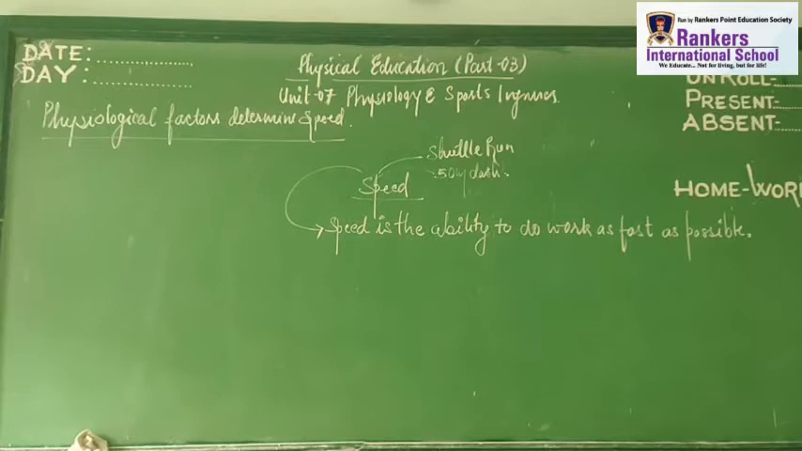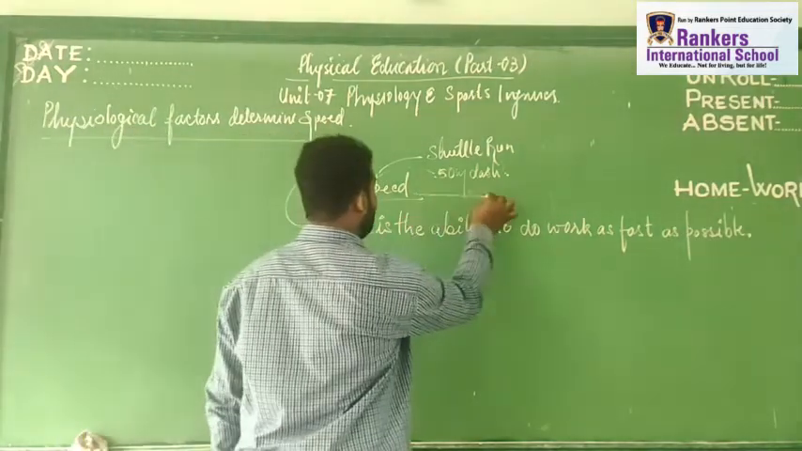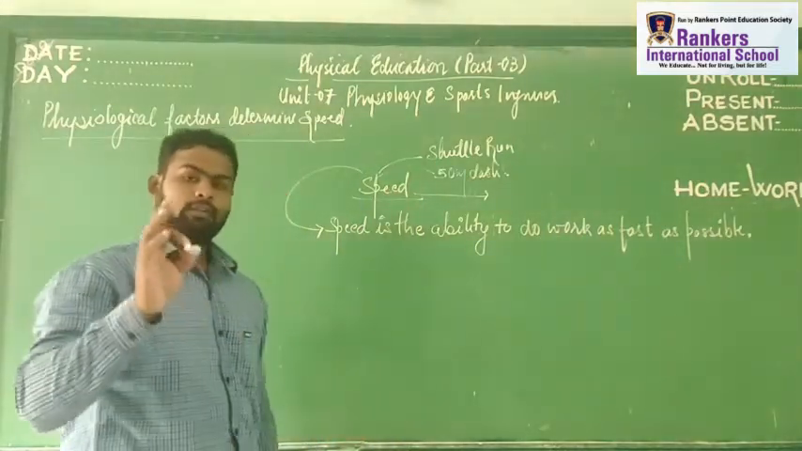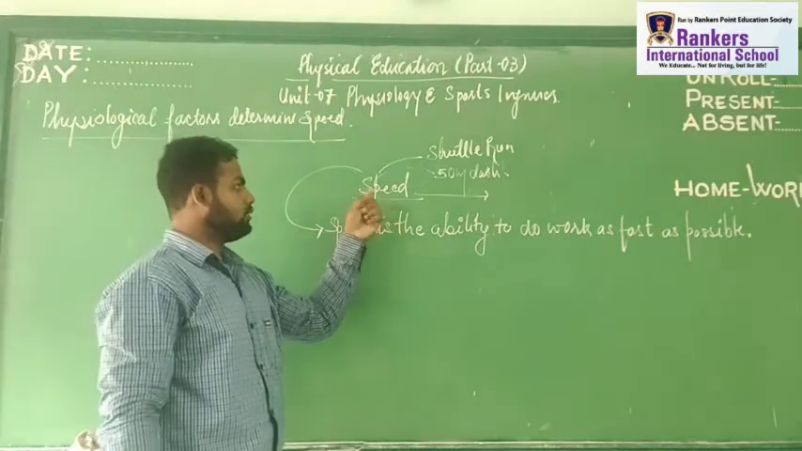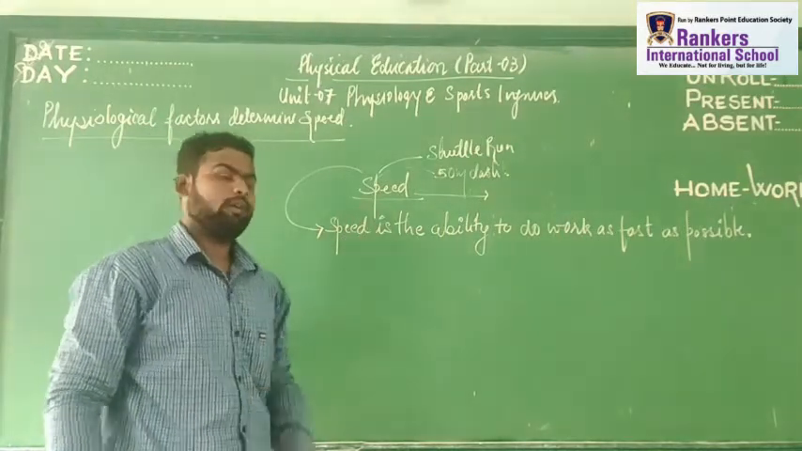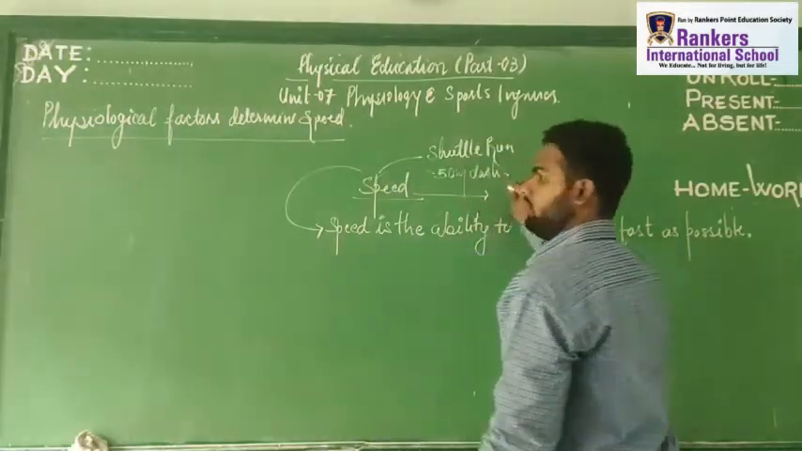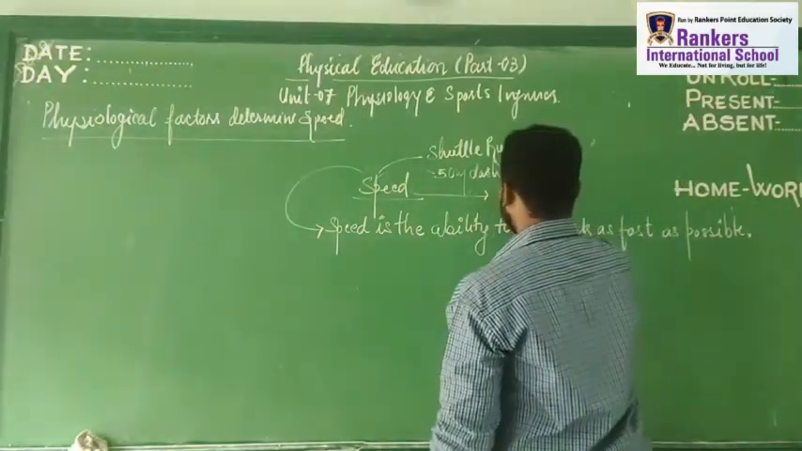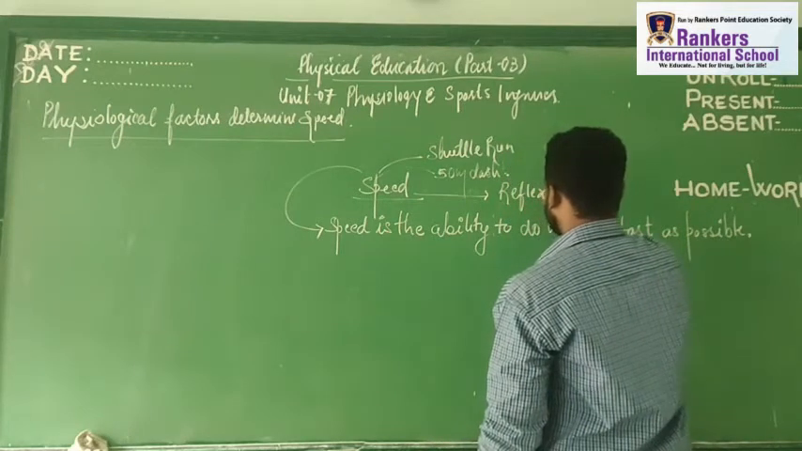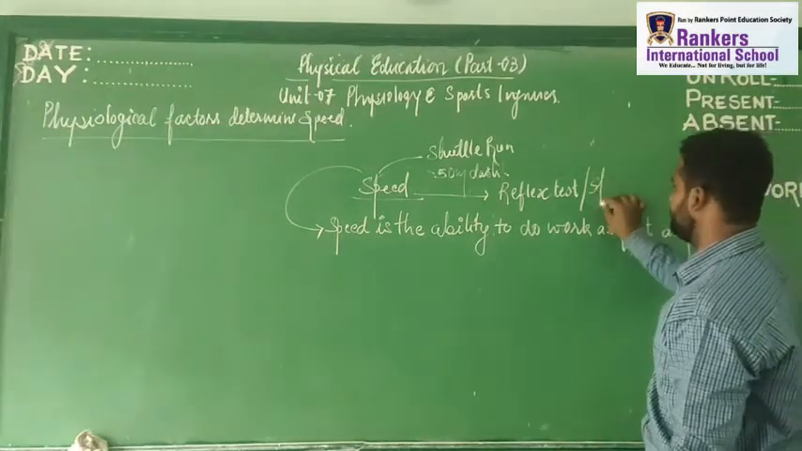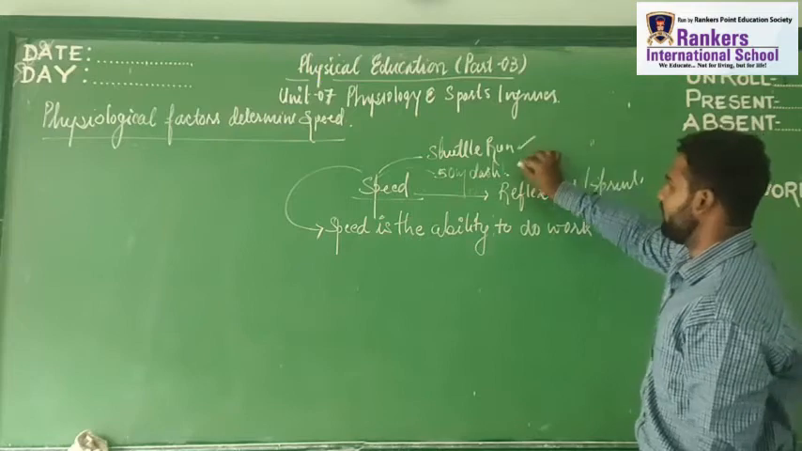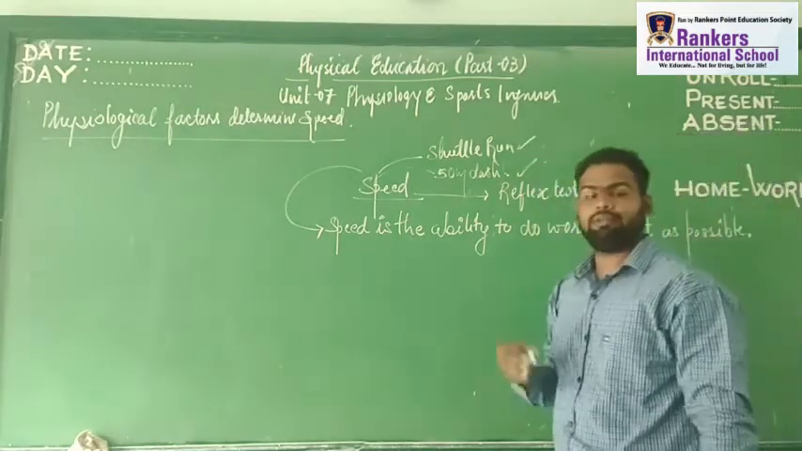You can measure speed through a sprint, and you can measure speed through a reflex test, right? If someone seriously asks you in your practical examination how speed can be measured, it will be a viva question in the board exam. The answer is the reflex test, and after reflex, the sprint, or shuttle run, or 50 meter. So these are some methods by which we can measure speed.